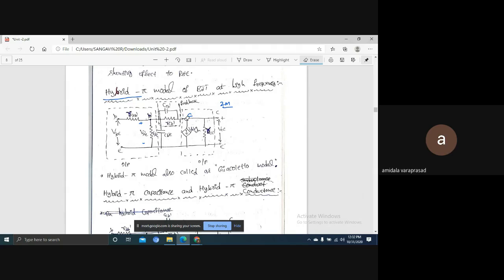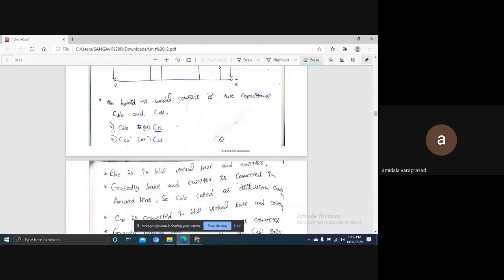Here, output and input, there is a connection. Please keep in mind there is a connection. If you take the hybrid model, there is no connection between input and output, input side and output side, or input node and output node.